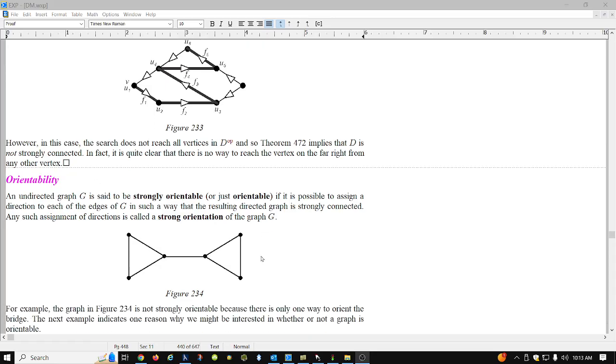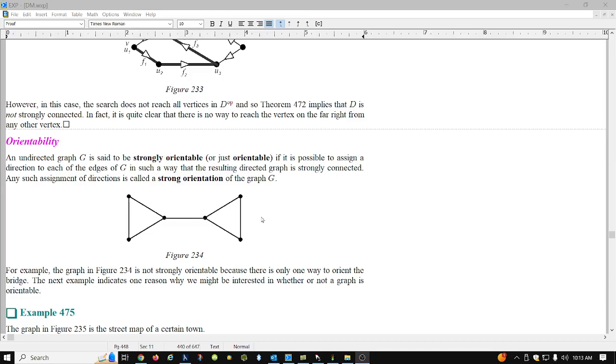So just a very simple example. This graph here is not strongly orientable because it has this bridge here, and you can only assign this bridge one direction. If you assign it to go from left to right, then there's no way for a vertex on the right to reach a vertex on the left because it can't cross this bridge. It's a one-way bridge.